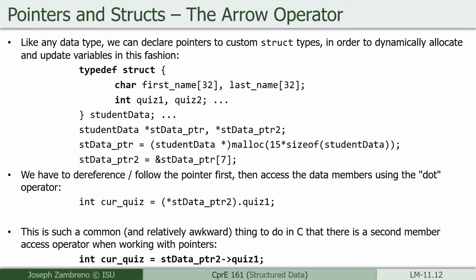It's such a common and relatively awkward thing to do in our C programs that there is a second member access operator for structures, specifically for when working with pointers. You can call this the arrow operator. And those two lines of code with the reference followed by the dot versus the arrow operator are equivalent to each other. It's a funny thing, right? When you have a regular structure, you use the dot operator. When you have a pointer to a structure, you use the arrow operator, but they are doing the same exact thing. So that's the member access operator when we are just working with pointers.